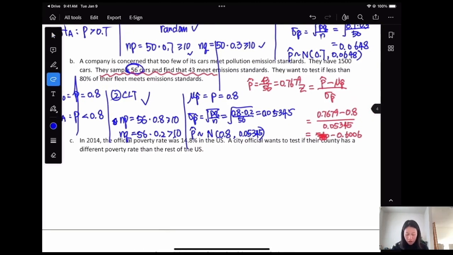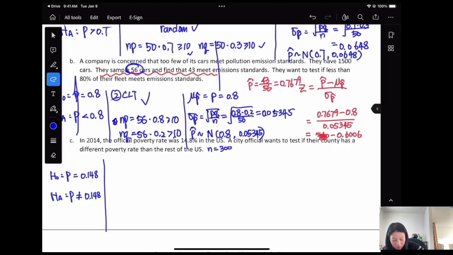In 2004, the official poverty rate was 14.8% in the US. So that means the null hypothesis is 0.148. And the alternative is we want to prove that their county has a different poverty rate than the rest of the US. So that means it's not equal to 0.148. Since they didn't give us a sample size, let's say the sample size n is equal to 300.